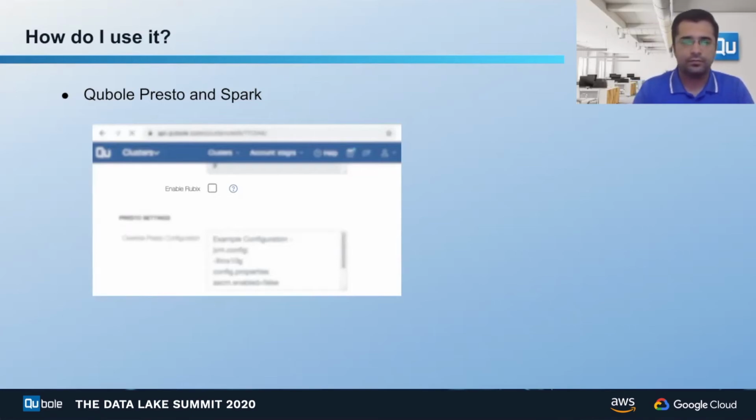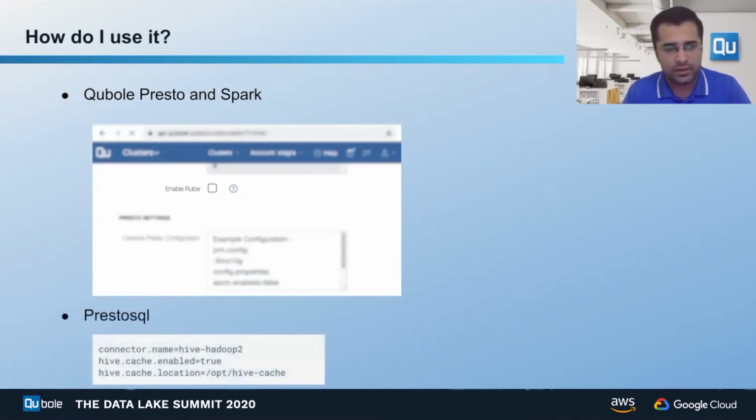In Presto SQL, there's a different mode, which I talked about briefly, the native mode. And here also the configuration is very simple. Inside your Hive Hadoop 2 connector, you just enable caching, right? And you just point out what location RubiX should use for cache, and that's all. Post this, once you start using your Presto SQL cluster, you will be leveraging RubiX there.